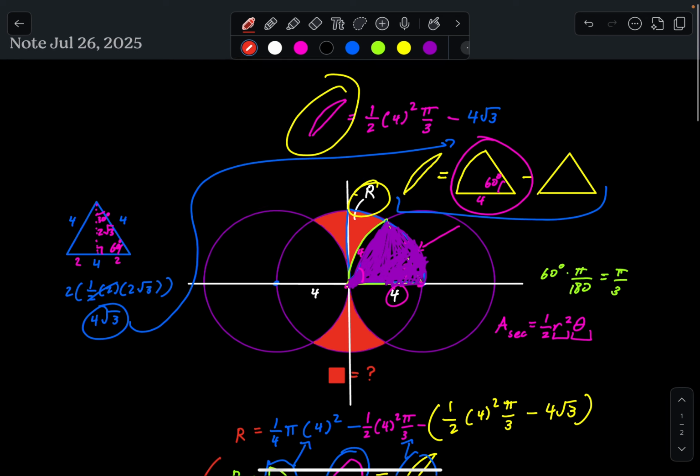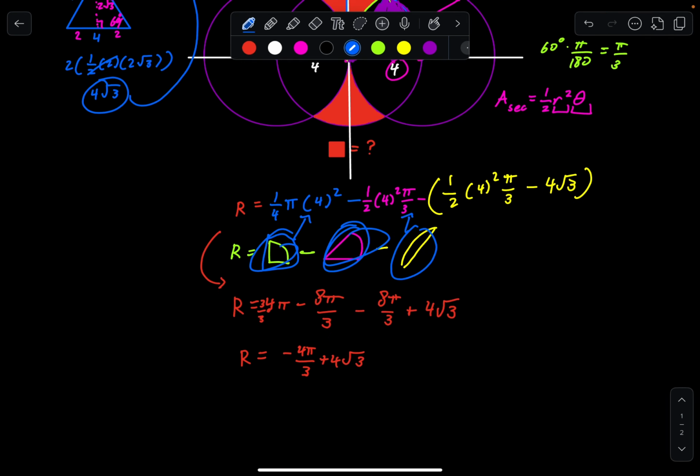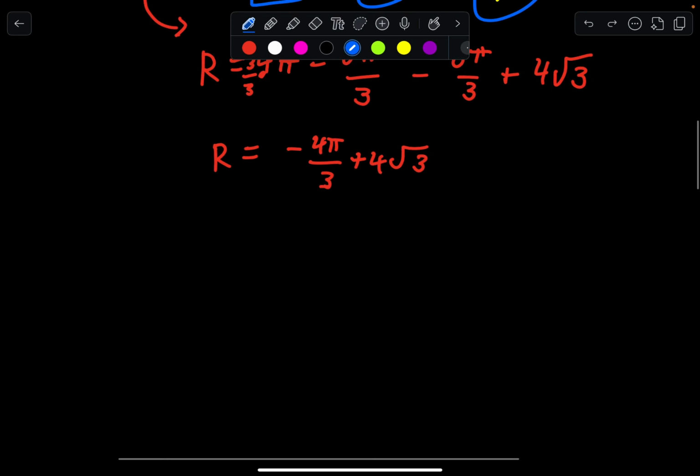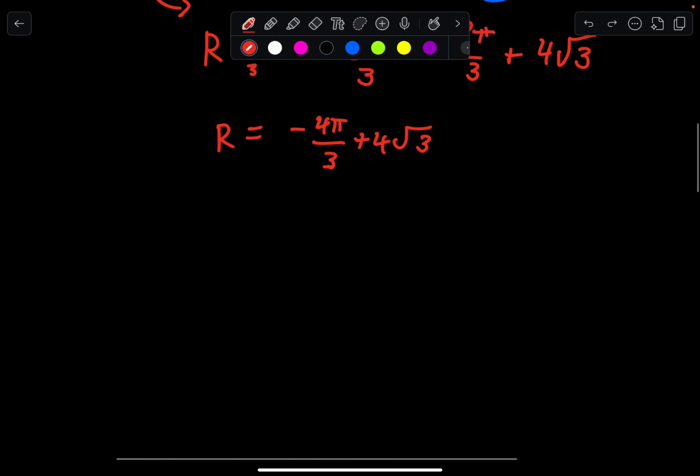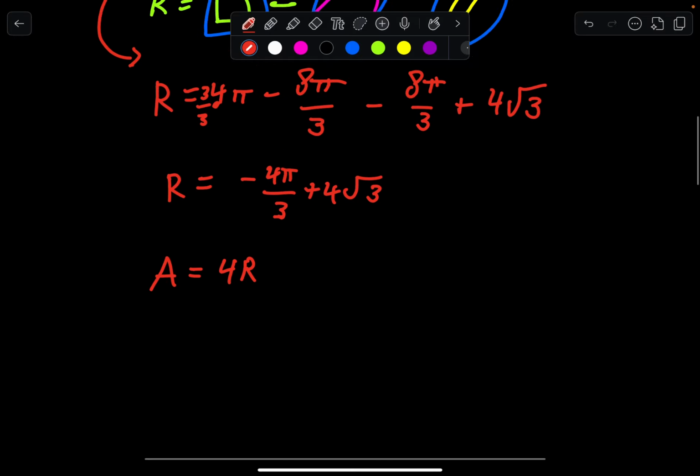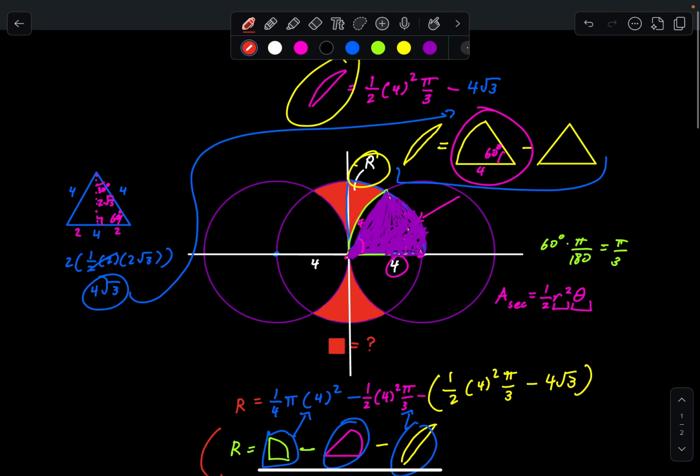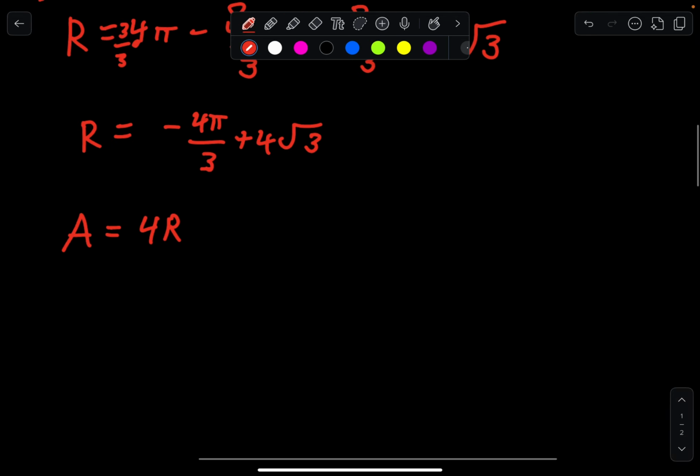So we finally figured it out. We used our simple method. We got the quarter circle, we got the sector, and we got rid of the wedge through all those methods. Now that we have R, we just have to find our total region, which we'll call A, which is equal to 4R, because we have 4 red regions. We have 1, 2, 3, 4. So let's multiply this out.